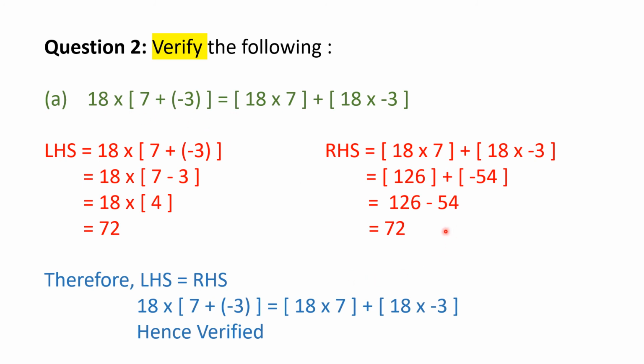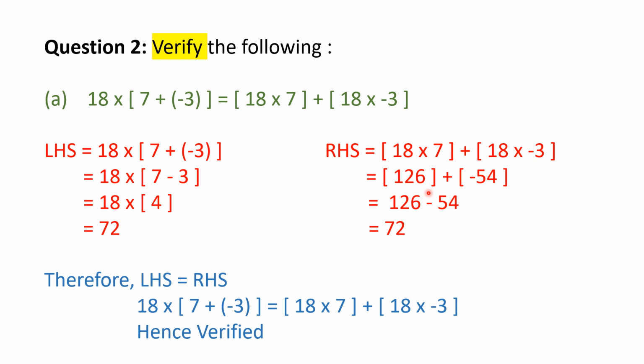Now on the right hand side, let's take the bracket, solving the bracket again. 18 into 7 is 126. Then 18 into minus 3 is minus 54, because plus minus is minus and 18 into 3 is 54. So we get minus 54. Then both the brackets, I can see there's a sign here. I have to open it. So plus minus becomes minus.